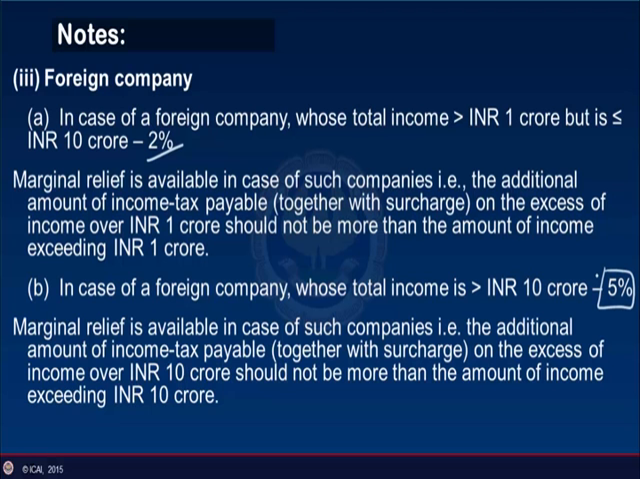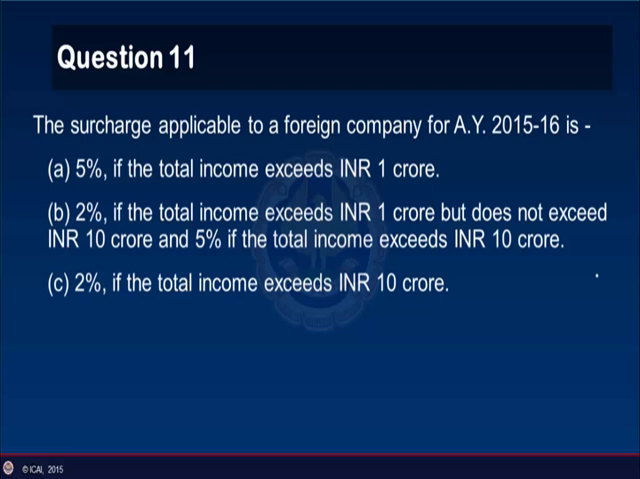The surcharge applicable to a foreign company for assessment year 15-16 is: 5% if the total income exceeds 1 crore; or 2% if the total income exceeds 1 crore but does not exceed 10 crore, and 5% if the total income exceeds 10 crore; or 2% if the total income exceeds 10 crore. So the answer is B. 2% if the total income exceeds 1 crore but does not exceed 10 crore, 5% if the total income exceeds 10 crore.